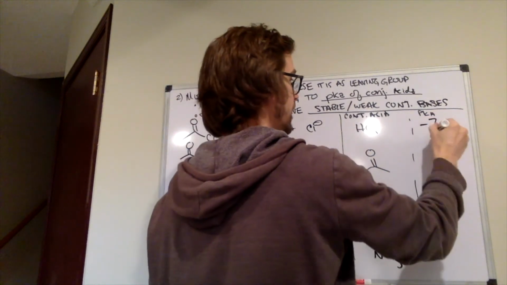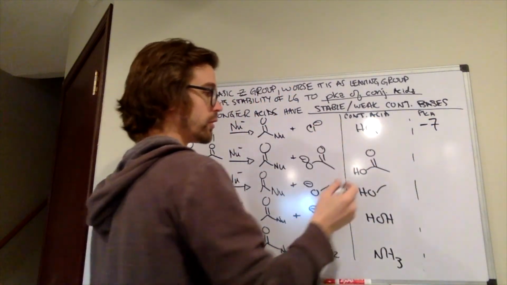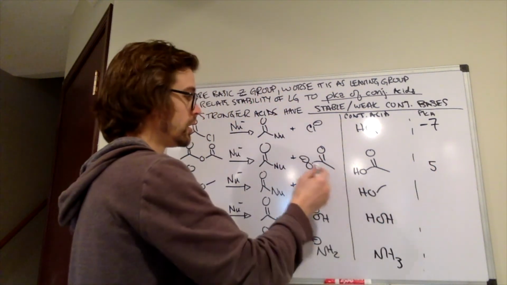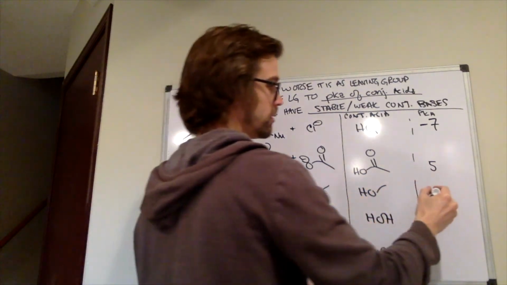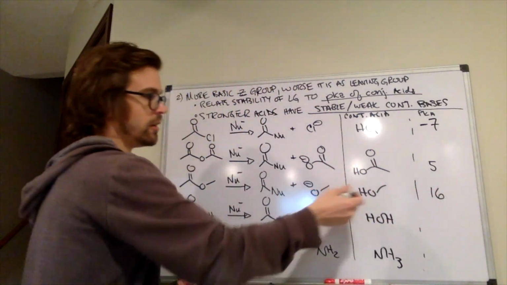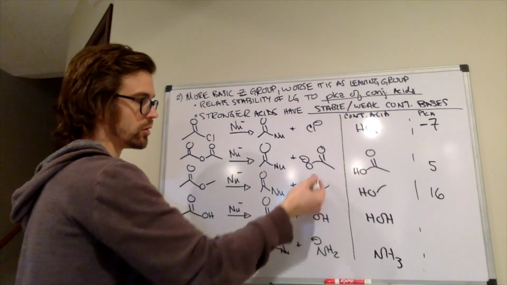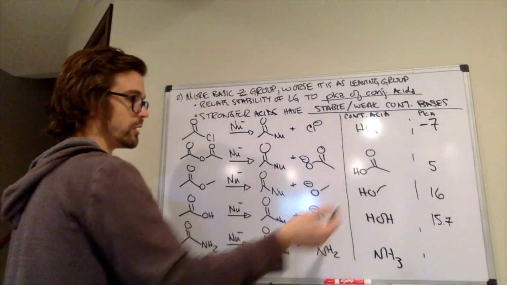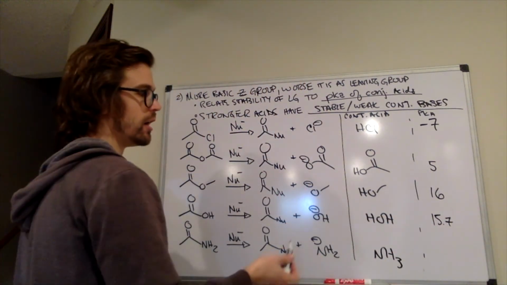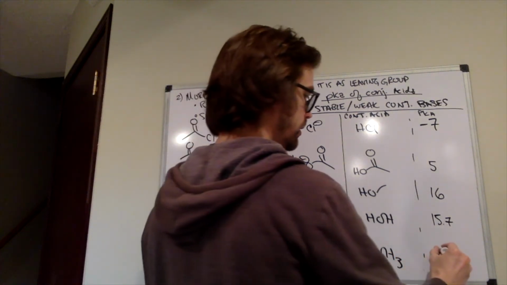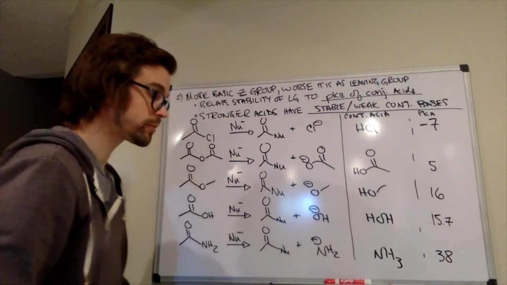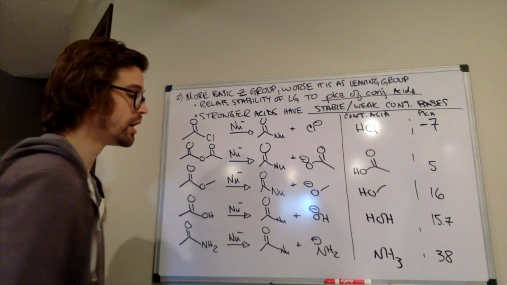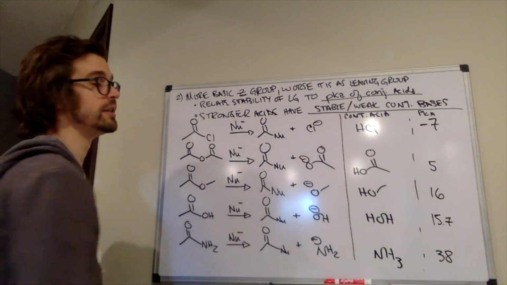has a pKa of -7, super strong acid, great leaving group. Acetic acid has a pKa of 5, still a pretty good acid, pretty good leaving group. Methanol has a pKa of around 16, a lot worse of a leaving group compared to the carboxylate. Water, 15.7. So really pretty much the same thing as the ester. And then ammonia is 38.